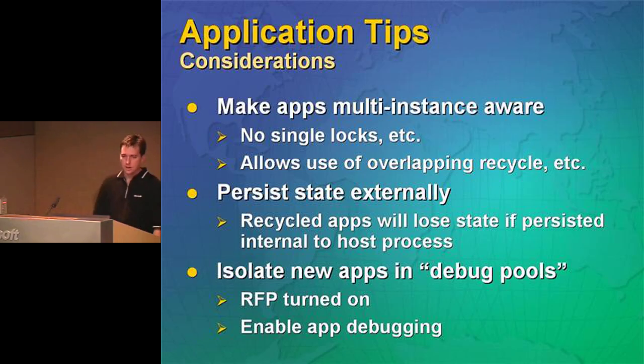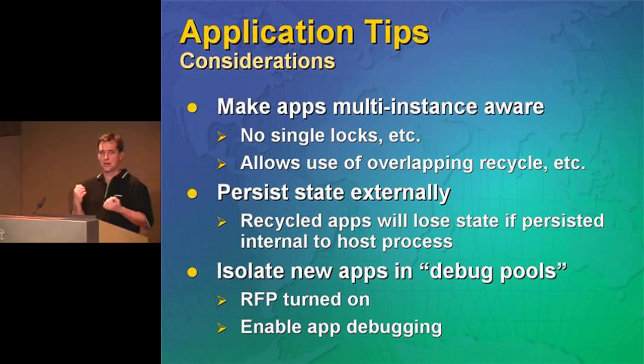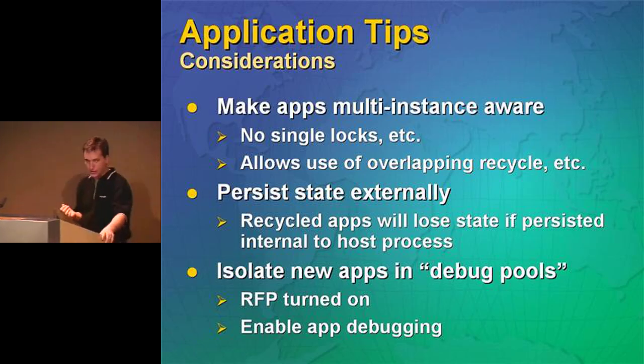Okay. So we've talked about the reliability features. We've talked about app pools. We've talked about the main components of IIS 6. I want to go briefly into some considerations that you really need to think about if you're building applications based on this new process model.